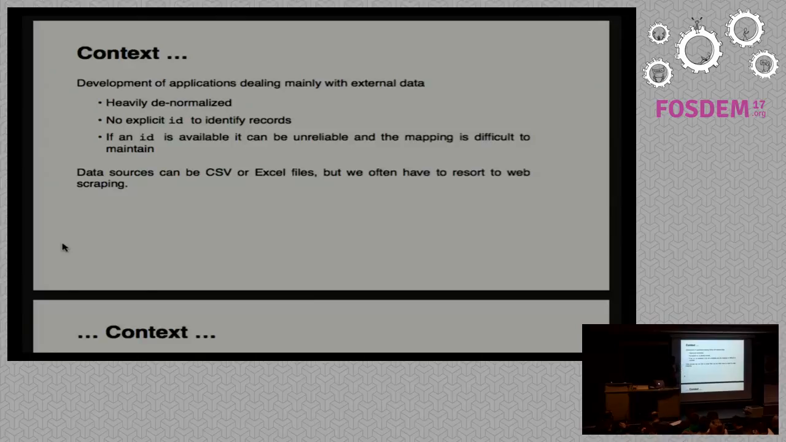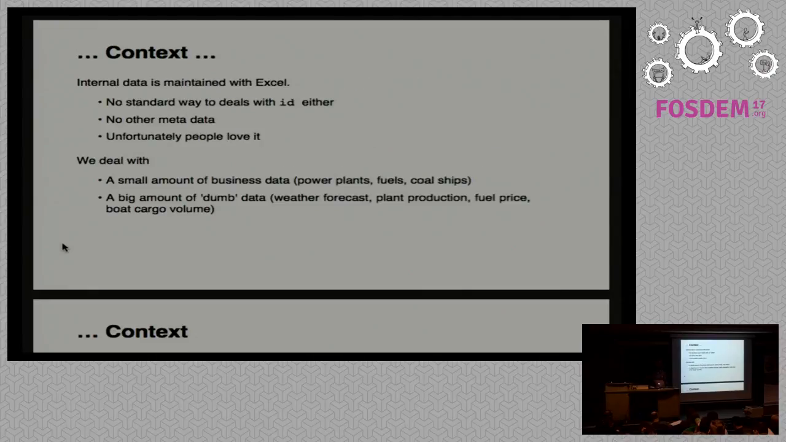As I said, we scrape websites, CSV, Excel, etc. And when it's not external data, when it's data maintained inside the company, everybody loves to work with Excel, or at least the non-developers. And it's the same issues. We don't have any IDs to work with in Excel. We could add some, but it creates other issues. And generally, we have no metadata for that.